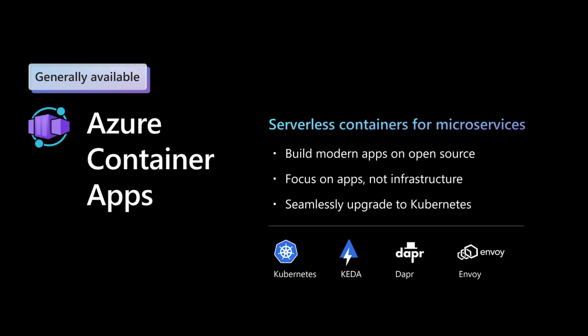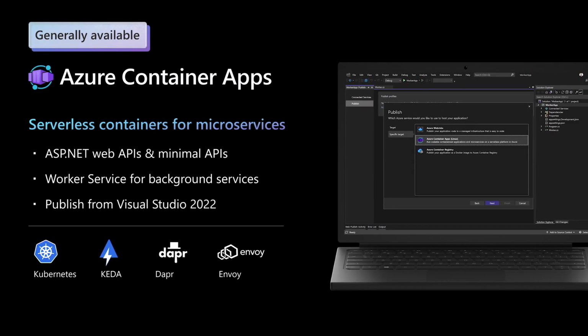Container apps abstract away Kubernetes and let you focus on building apps instead of managing infrastructure. It lets you perform modern application lifecycle tasks such as application upgrades, traffic shifting, and versioning, ready to run for teams of every skill set. Container apps are perfect for microservices built with .NET. Whether you're building ASP.NET Web APIs, minimal APIs, or using the worker service template for background services, container apps can run them seamlessly. You can also deploy them to container apps with Visual Studio 2022.